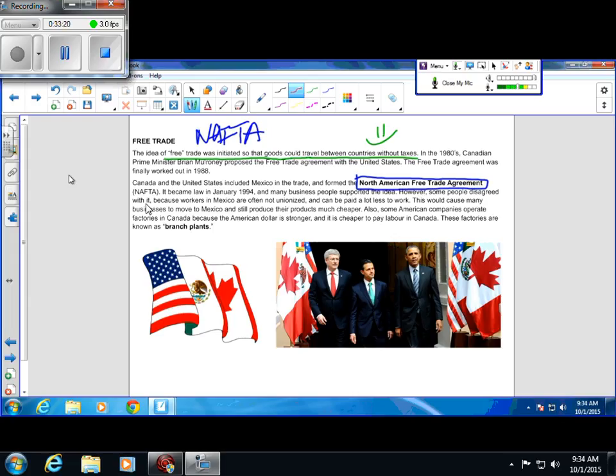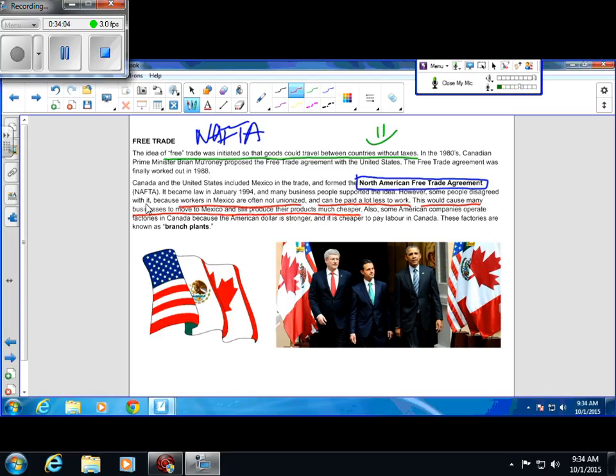Some people disagree with free trade, mainly because workers in Mexico are often not unionized. They don't have a union. They're often paid less to work in Mexico, so we pay them cheap. Think of minimum wage, but even less, which causes problems. This would cause many businesses to move to Mexico and still produce the products much cheaper.